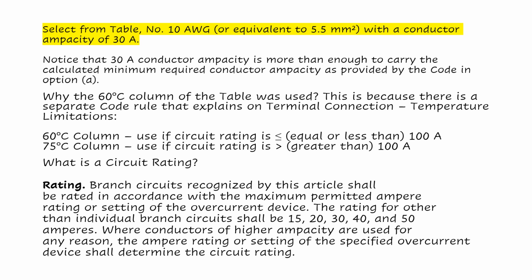What is a circuit rating? According to NEC, branch circuits recognized by this article shall be rated in accordance with the maximum permitted ampere rating or setting of the overcurrent device. The rating for other than individual branch circuits shall be 15, 20, 30, 40, and 50 amperes. Where conductors of higher ampacity are used for any reason, the ampere rating or setting of the specified overcurrent device shall determine the circuit rating. So what does it mean in simple explanation? That means that the branch circuit rating depends on the rating or setting of the overcurrent device, like a circuit breaker or a fuse.